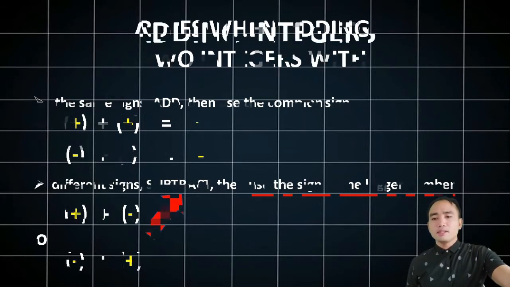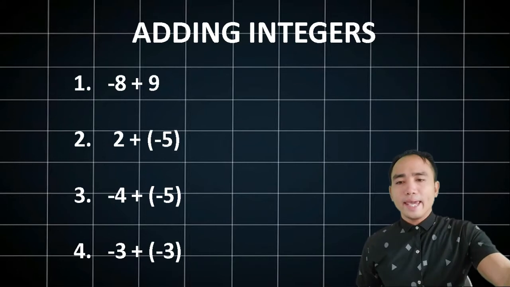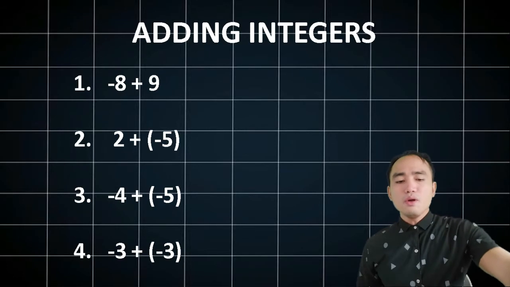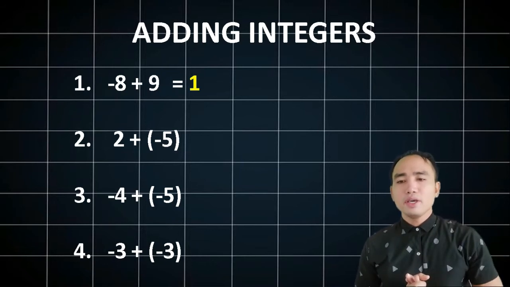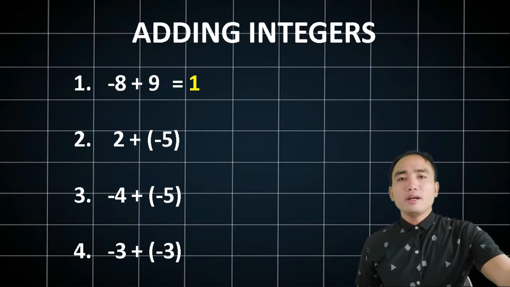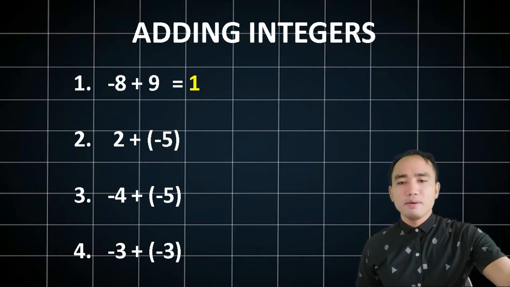For examples, number 1, negative 8 plus 9. Here, we have two integers with different signs. Therefore, we have to subtract. So, 9 minus 8 is 1. And the bigger number, which is 9, is positive. So, the answer is positive 1.